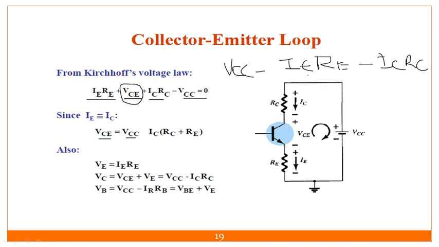How are we getting this equation? We are shifting the remaining terms to the right hand side, and VCE remains as it is. From this, the IE current is not required, because you know the characteristics are nothing but IC versus VCE. So on the output side, what do we require? We require IC, not IE.